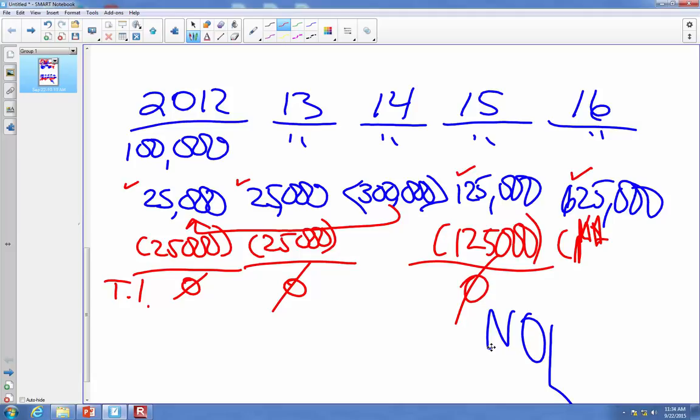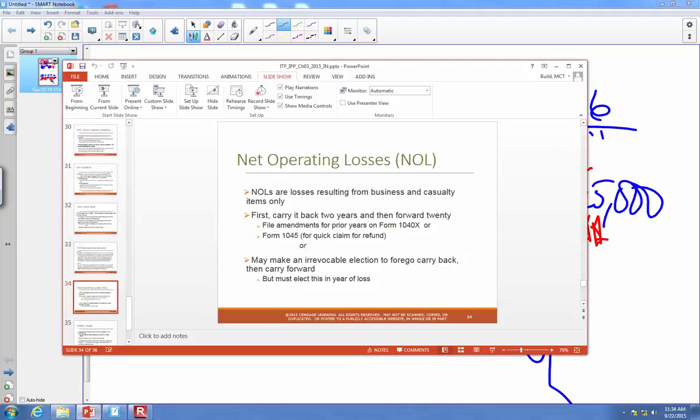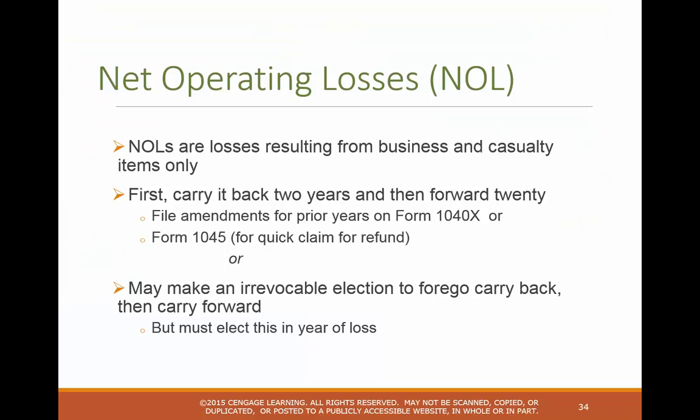How long was the cutoff on amending the tax return? 3 years. So first you carry it back 2 years and then forward 20. You file amendments for the prior years if you're going back. Or you can do this thing called a 1045, which is based for NOLs. It's a quick claim refund form.